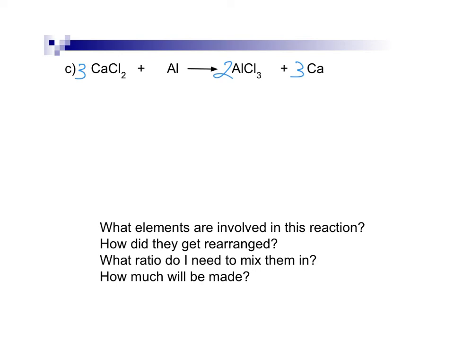In terms of aluminums, I have 1 Al on the left, I have 2 Als on the right, so I need to put a coefficient of 2 on the left-hand side. So what ratio do I need to mix these chemicals in? I need 3 calcium chlorides for every 2 aluminums I mix together. And when my reaction is finished, I'm going to get 2 aluminum chlorides and 3 calcium atoms out.